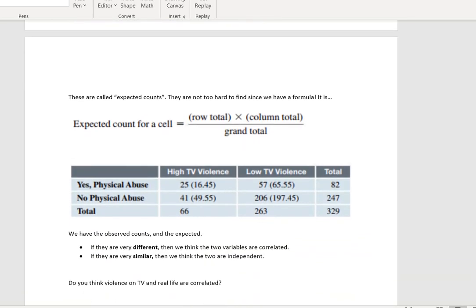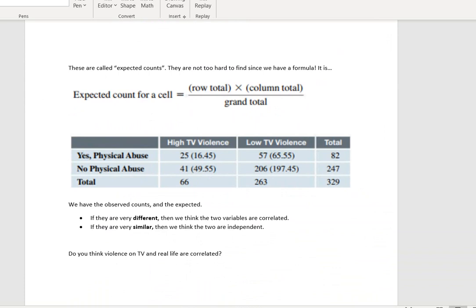So finding the percentage for each of those can be a little bit tedious. So what we have is a formula. To get the expected count for a cell, you take the row total times the column total and divide it by the grand total. Okay. So for example, if we wanted to find this expected count right here, we would take 82 times 263 divided by 329, which is the grand total, and that's how we would get that 65.55.